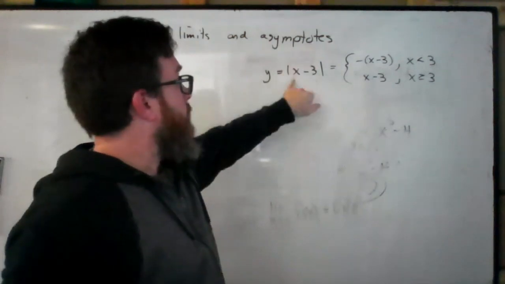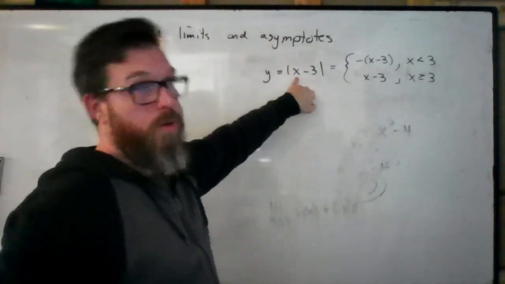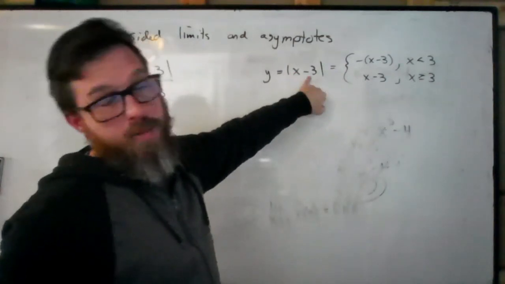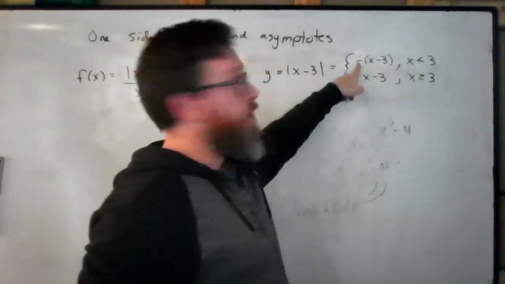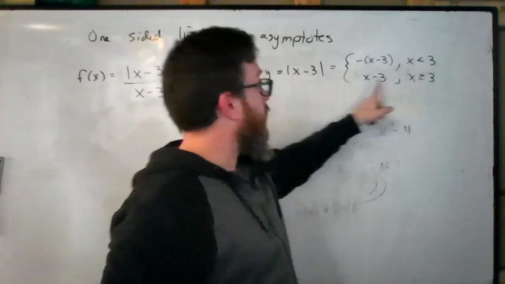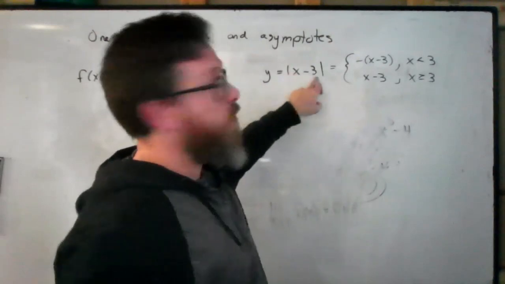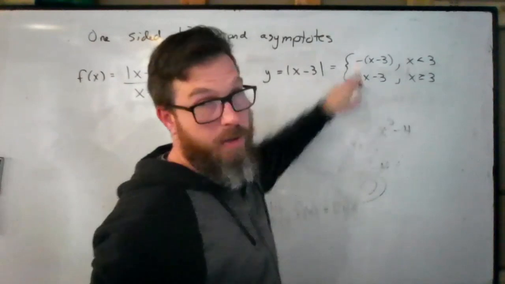So if this number is less than 3, say like 2 or 1 or 0 or anything further down, 2 minus 3 would be negative 1. The absolute value of negative 1 is positive 1. So when the values are less than 3, I have to change its sign. When the values are bigger than 3, then I can just leave it alone. So if this was like 4, 4 minus 3 is 1, and the absolute value is just going to be 1. So you don't have to do that sign change like you did above.